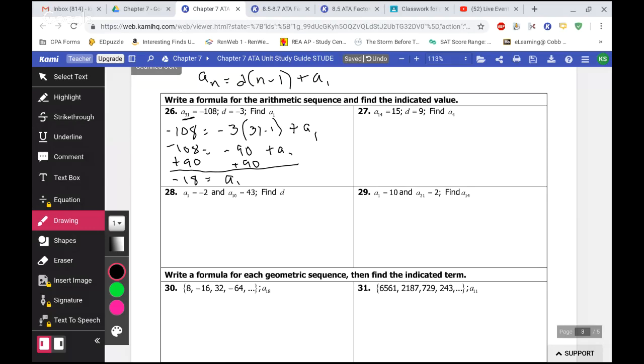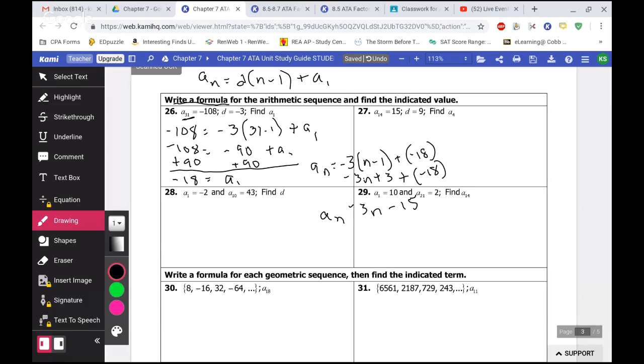Okay, that makes sense. So we found the value, and then it says to write the formula as well. What you would do is take the common difference, and now we know that A sub 1 is -18. Then -3 times n is -3n, and -3 times a -1 is +3. So you would have -3n, and then +3 minus 18 is -15.